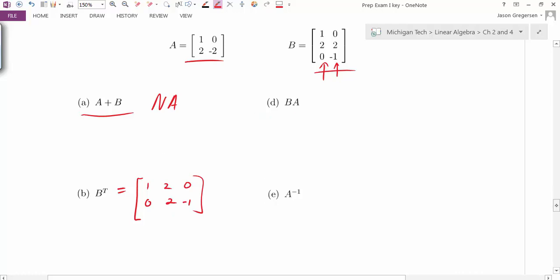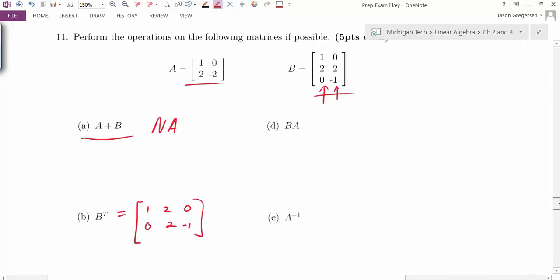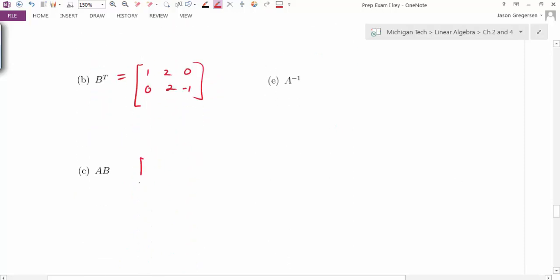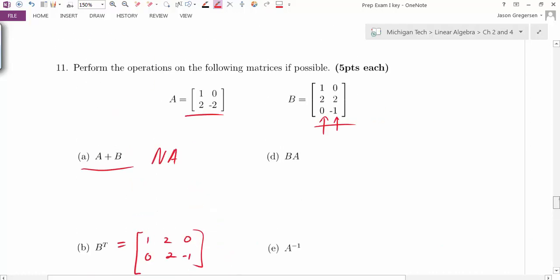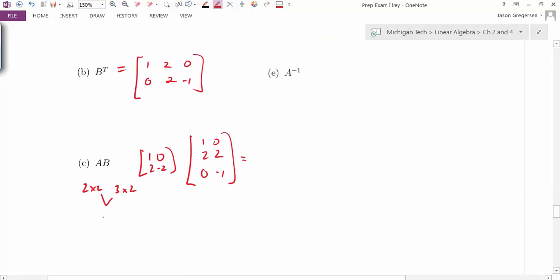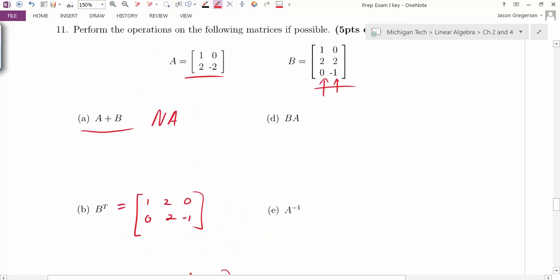I'm going to go to C, which is the product of the two matrices. So I have the matrices, I'll copy them down here. A is 1, 0, 2, negative 2, and B was 1, 0, 2, 2, and 0, negative 1. And so A is a 2 by 2, and B is a 3 by 2. So because these inside values don't match, I can't do that multiplication. So this is also not applicable. Now what about the product B times A? Well, this one I should be able to do.